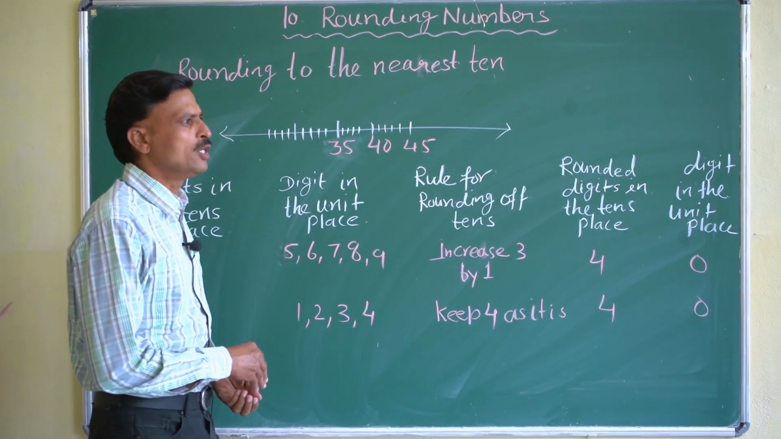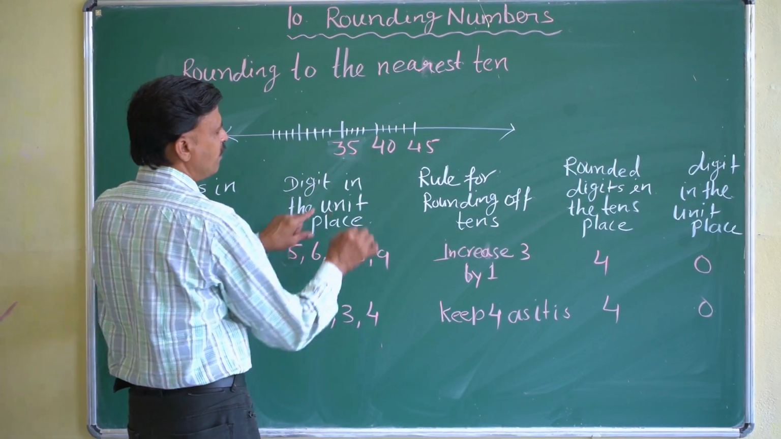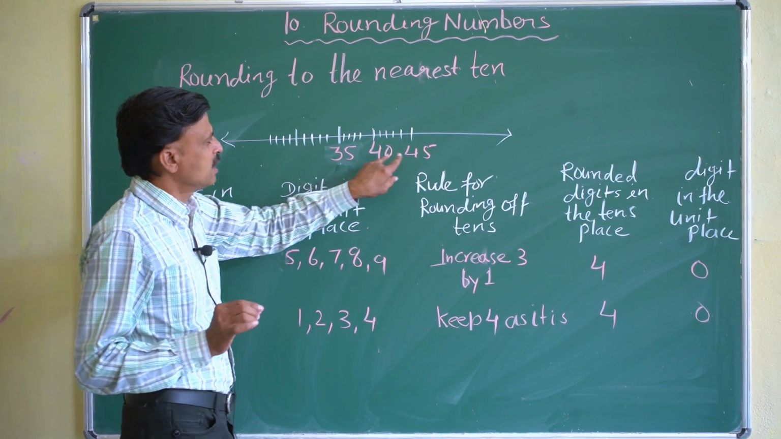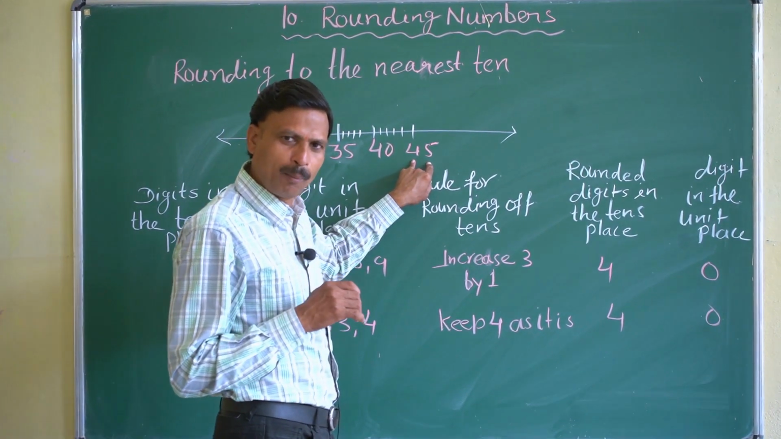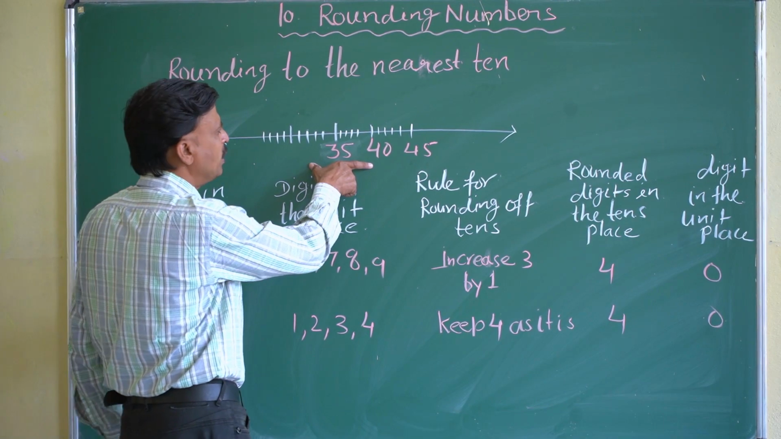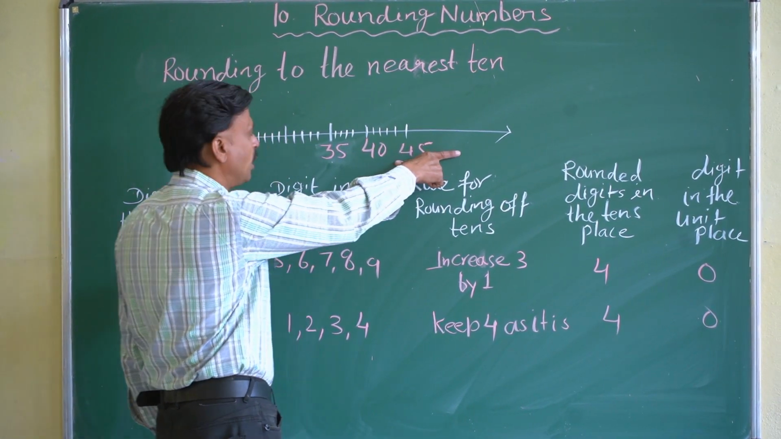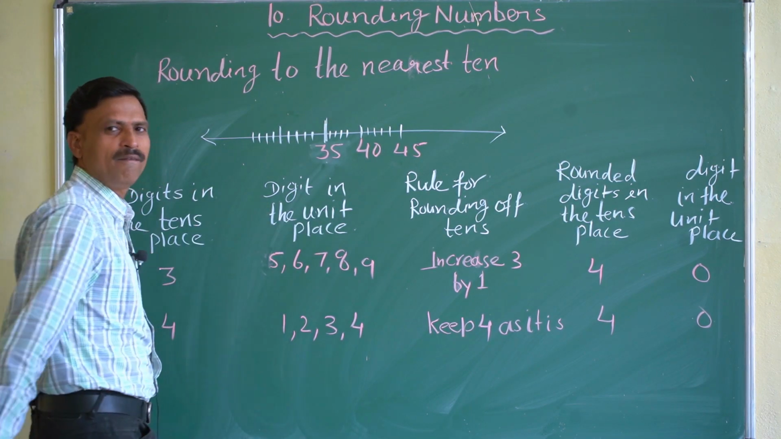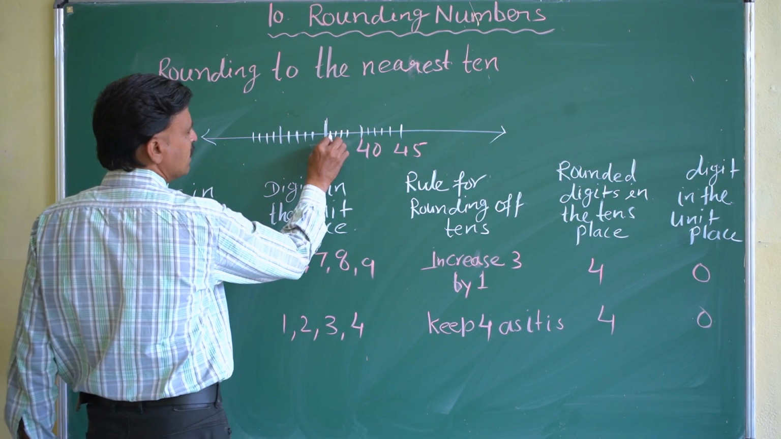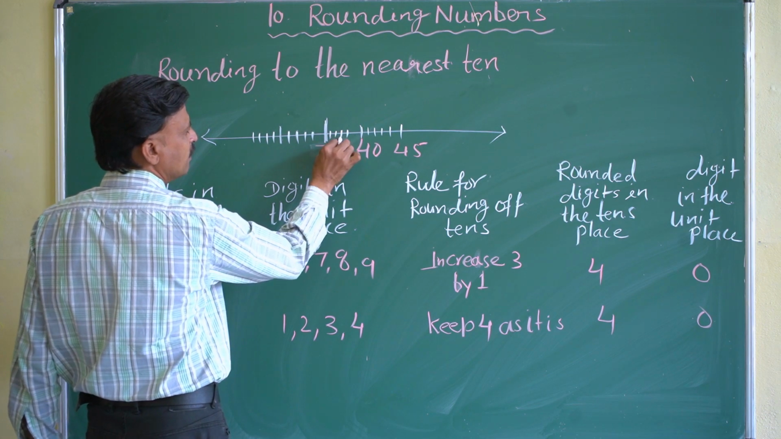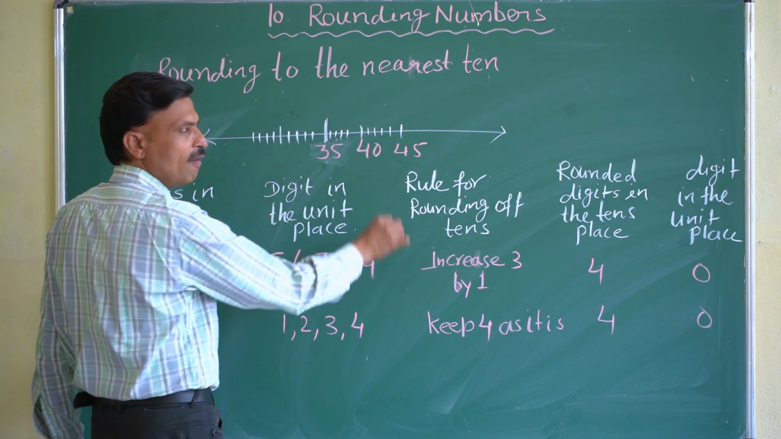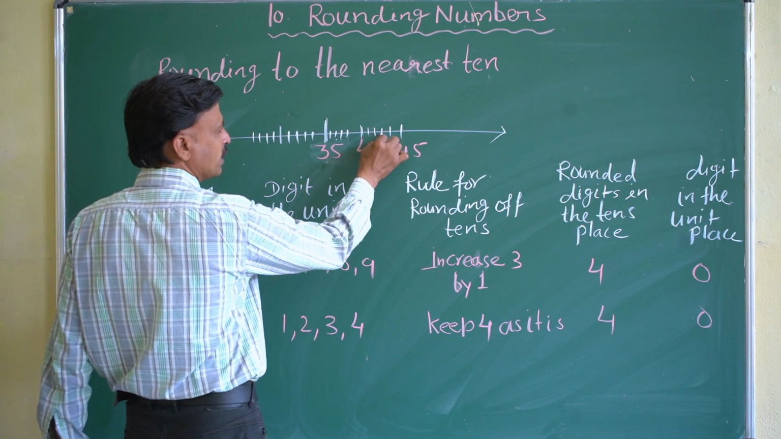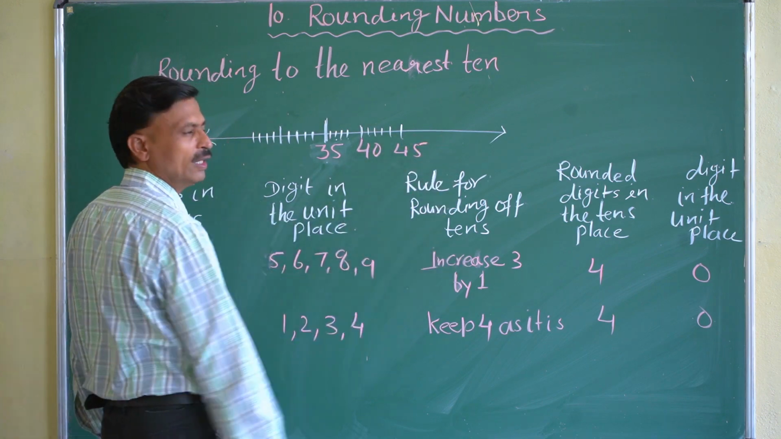So suppose you have 35. 35 is a number, and 45 is also one number. So why did I make this table? This is the actual number line. On the number line, suppose this point is representing 35. Then this will be 36, 37, 38, 39, and this is 40. Then 41, 42, 43, 44, and this is 45.